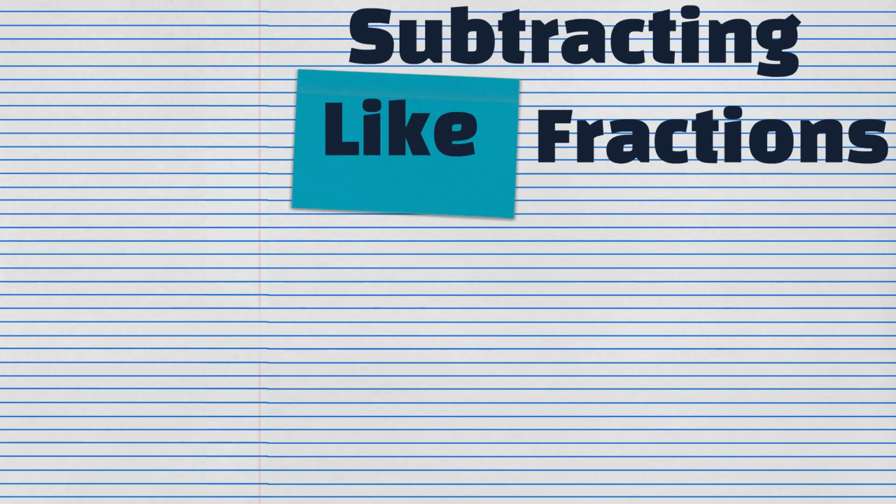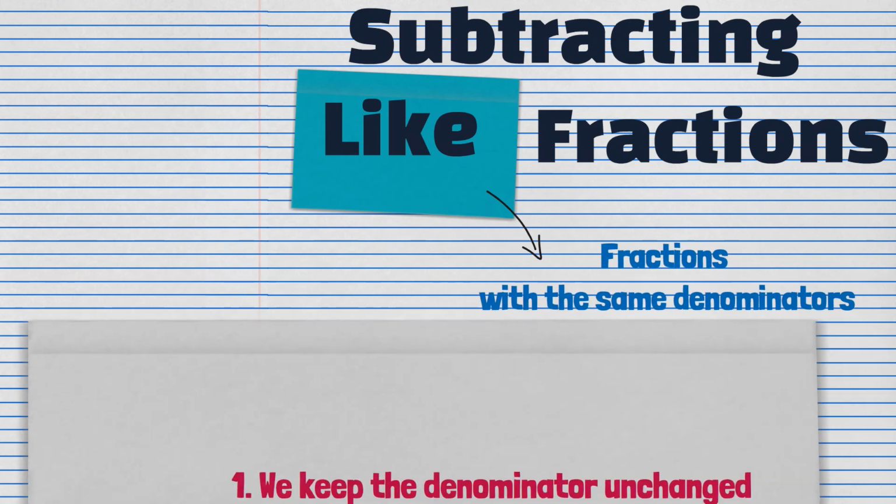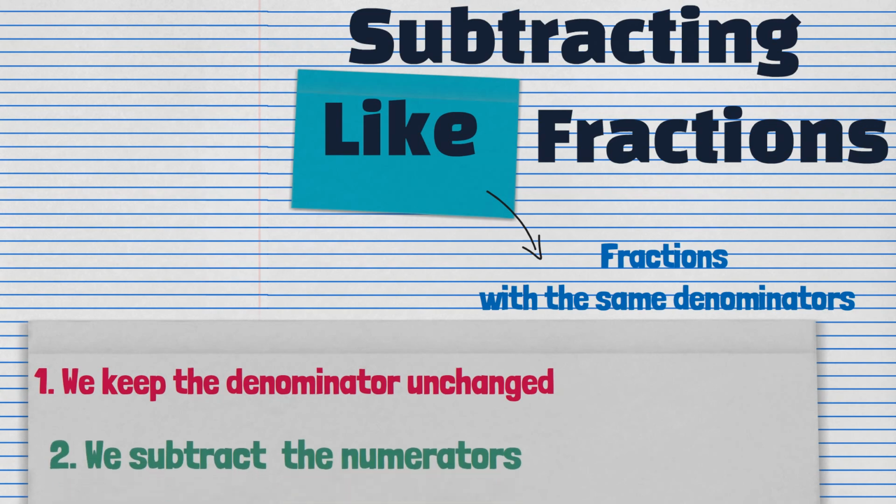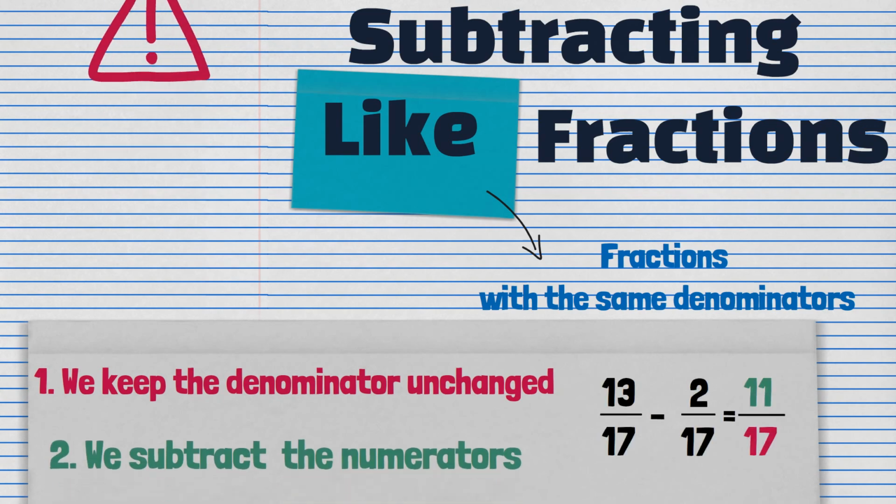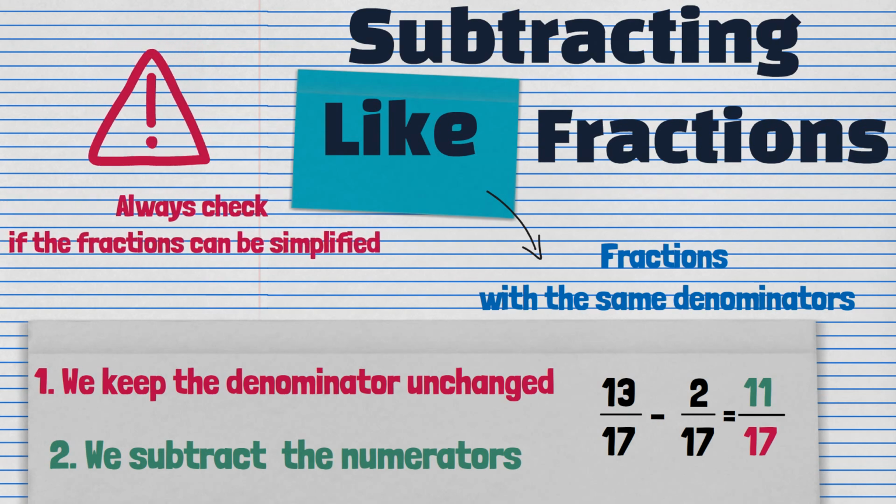Finally, let's summarize how we subtract like fractions. If two fractions have the same denominators, we simply subtract their numerators and keep the denominators unchanged. It is always good practice to bring each fraction to its lowest terms, so that it becomes apparent if the fractions we are subtracting are like or unlike.